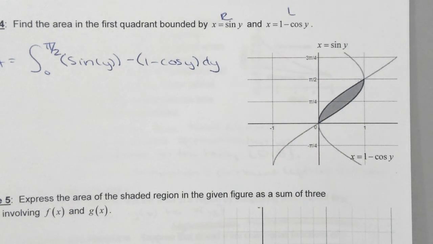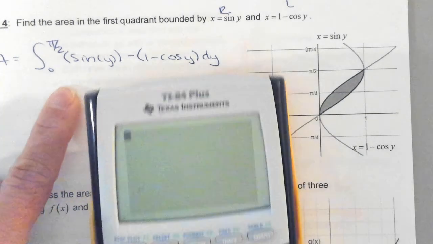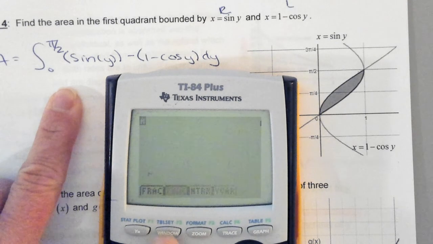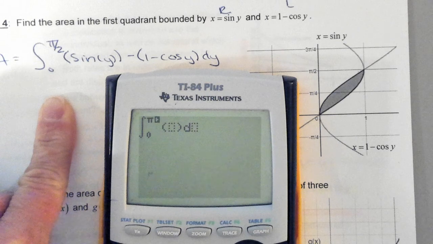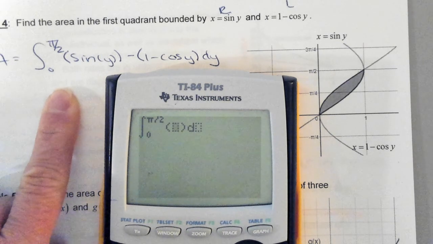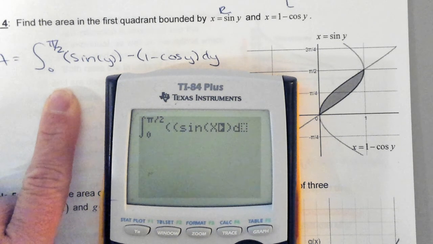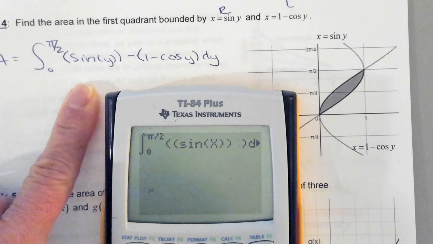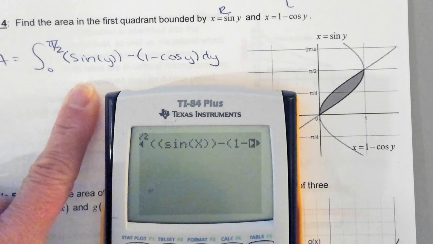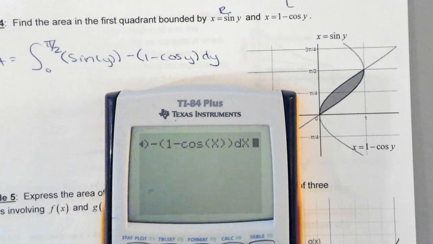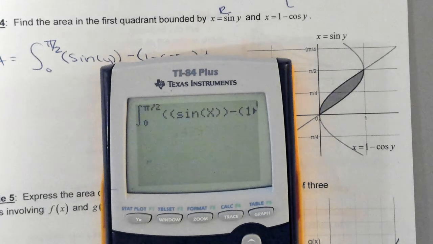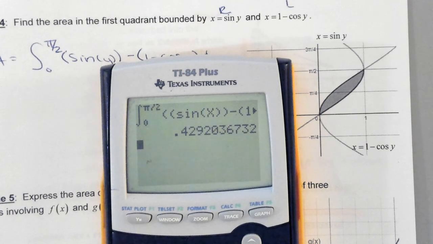So now I'm just going to go into the calculator and type in what I wrote. Okay, so let's hope I did it right. Done. That's it. It is so easy.